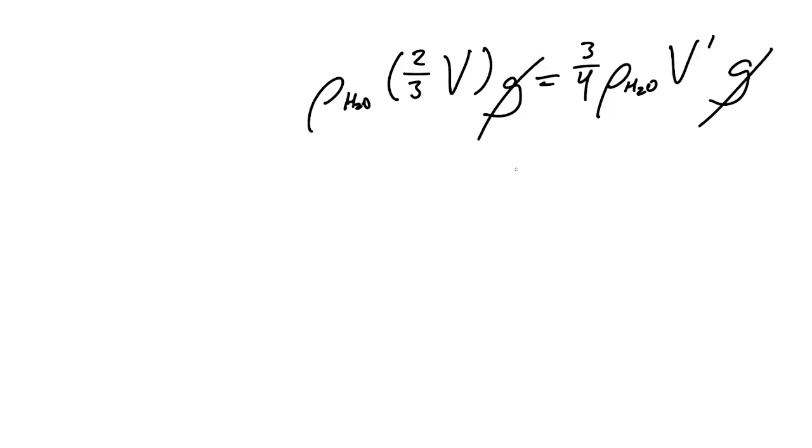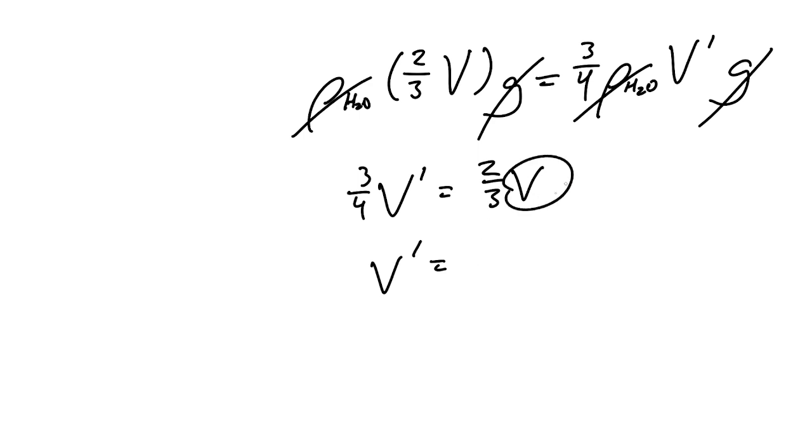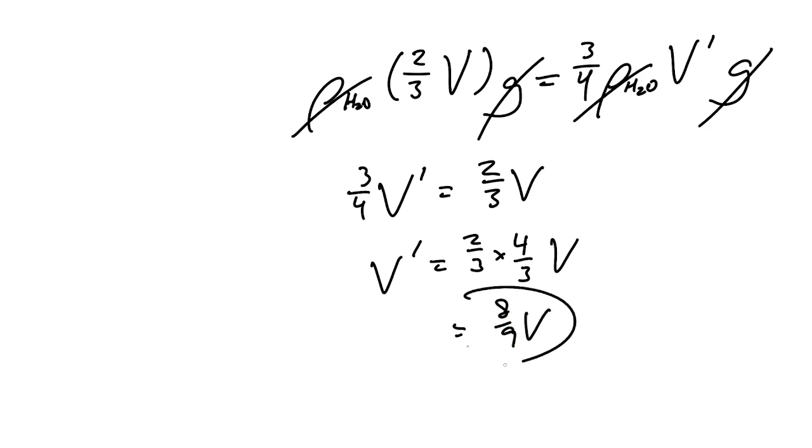We can cross out these g's, cross out these densities, right? And so that's just going to give us that 3/4 times our V prime is going to give us 2/3 times our original volume. So that means V prime, the volume that's submerged, is going to be 2/3 times, oh shoot, times 4/3. I made this mistake too many times. And so that's going to give us 8/9, which means that 8/9 of our sphere is going to be submerged when placed in oil.